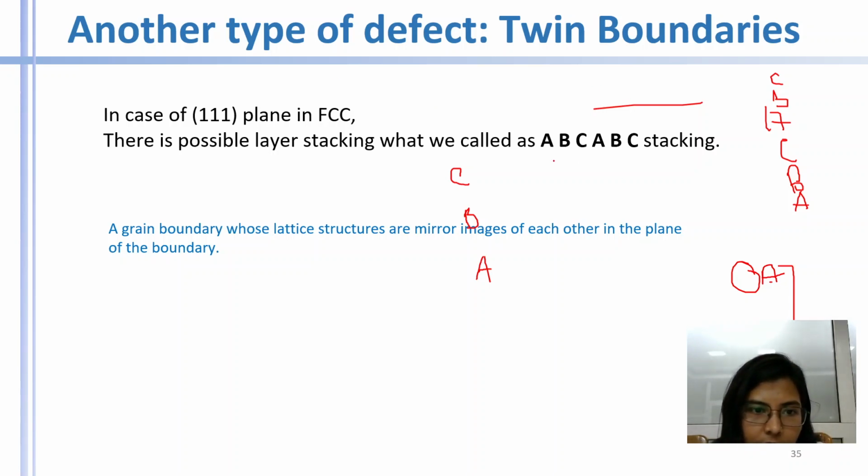Now, what are twin boundaries? A twin boundary is a kind of grain boundary whose lattice structures are mirror images of each other in the plane of the boundary. Mirror image basically means a reflection plane. So how are we getting to that reflection plane? We will see that.